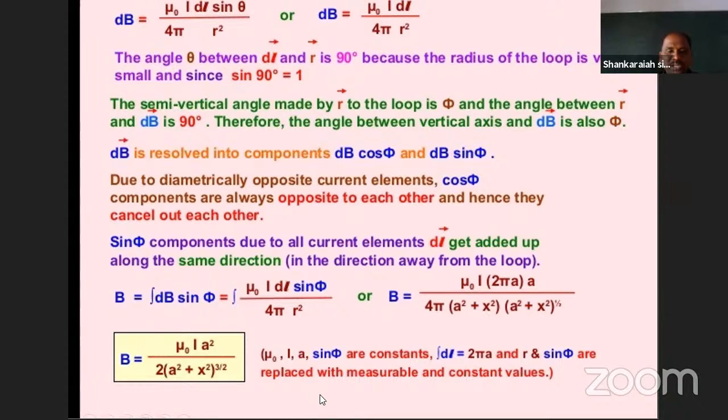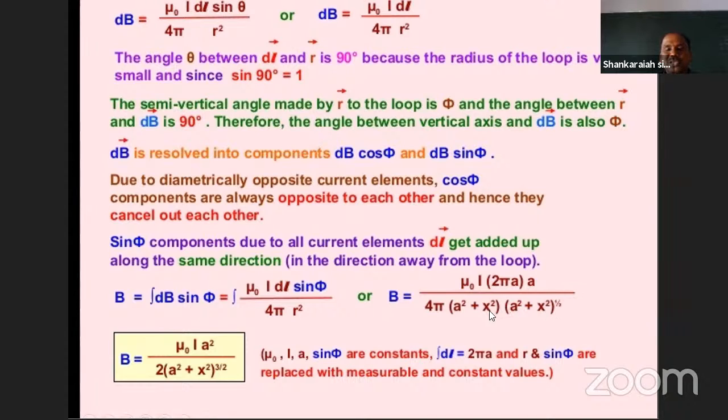3 by 2. This is mu naught I a sin pi r constant, integration dl is equal to 2 pi a. Here sin pi r are replaced with measurable and constant values, like a by (a square plus x square) whole power 1 by 2.